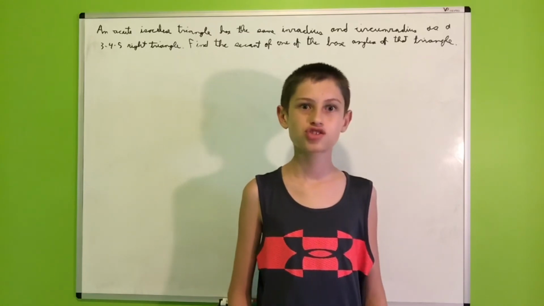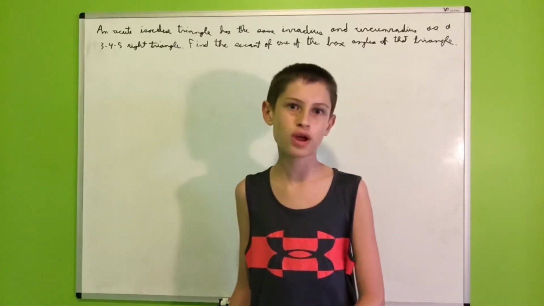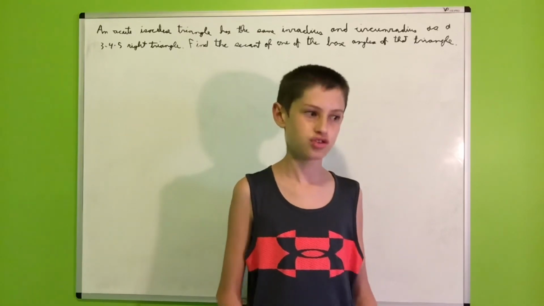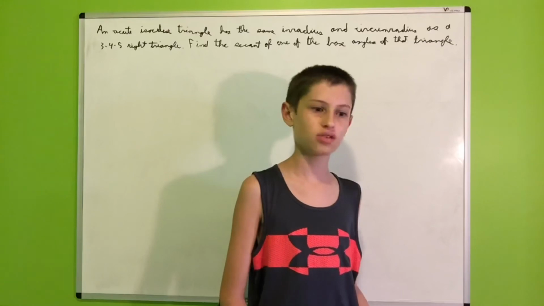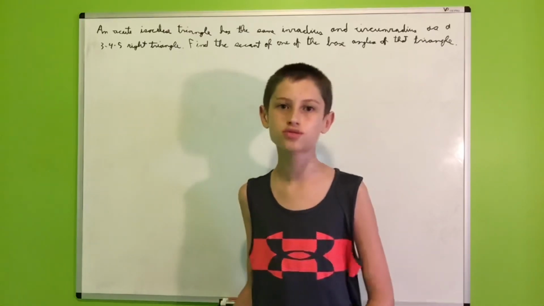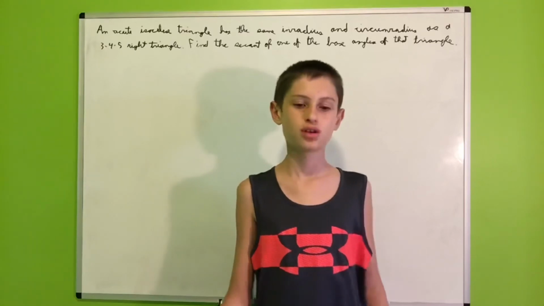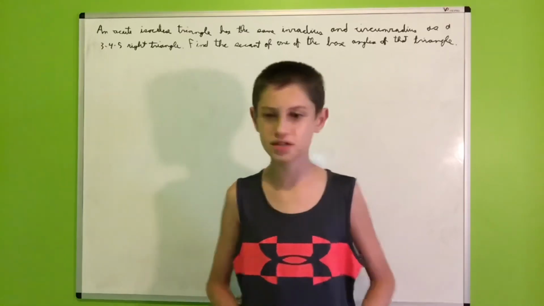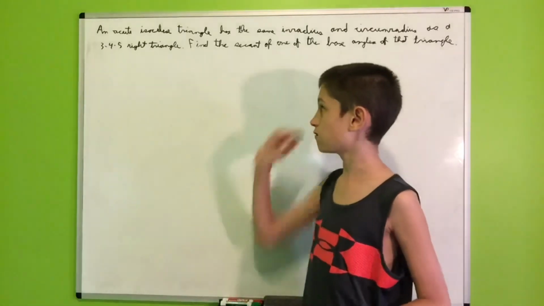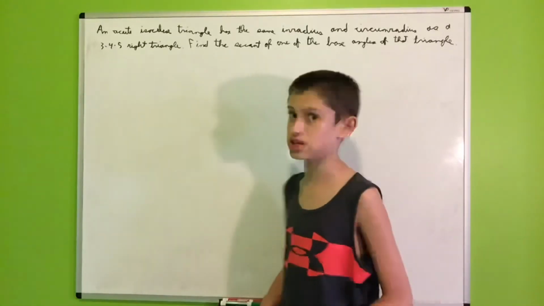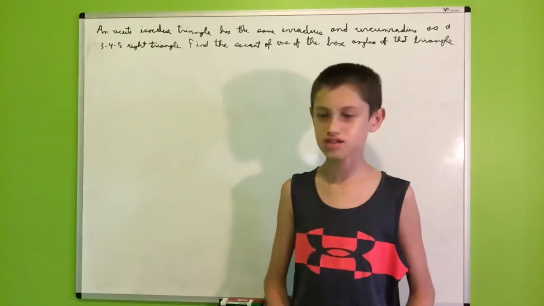So, as a refresher, the inradius of a triangle is the radius of the incircle of a triangle, which is simply the circle tangent to the three sides of the triangle, and the circumradius is the radius of the circumcircle of a triangle, which is the circle going through the three vertices of the triangle. So, it might be a good idea to first calculate the inradius and circumradius of our 3, 4, 5 right triangle. And let's do exactly that.